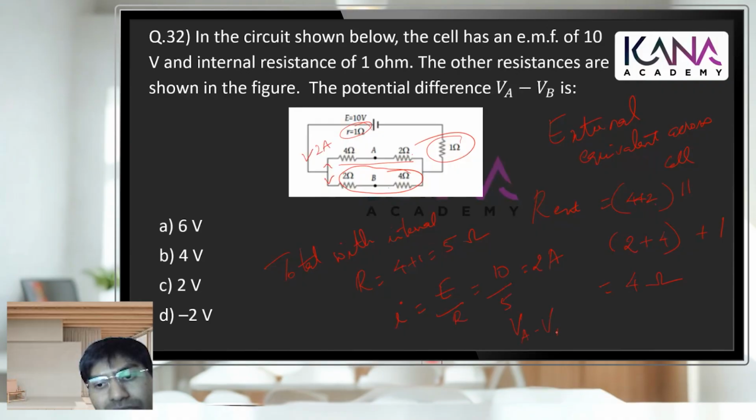VA minus VB is, so this will be 1 amp and this will be 1 amp. So VA minus VB is equal to I by 2 times R2 minus R1. Okay. So if we solve the right hand side, it will be I is 2, then by 2, then it will be R2 minus R1, it is 2 minus 4, so it will be minus 2 volts.